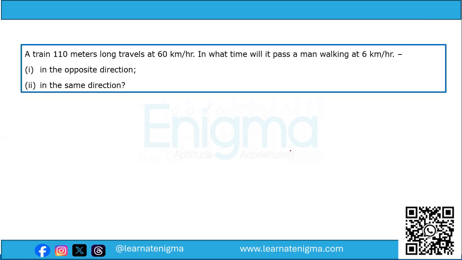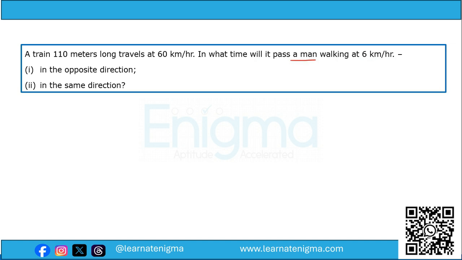A train 110 meters long travels at 60 kilometers per hour. In what time will it pass a man walking at 6 kilometers per hour? Now, a man is an object with negligible width. Now, it is moving. Therefore, we'll have to consider the relative speed as well.